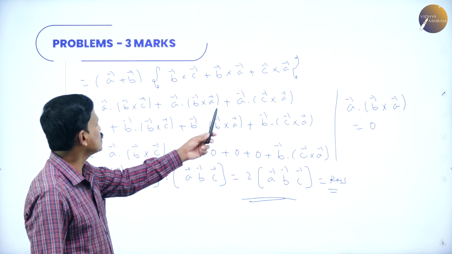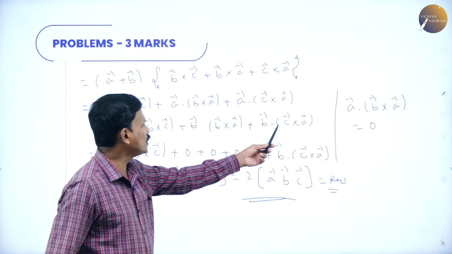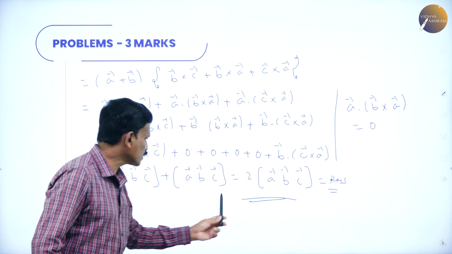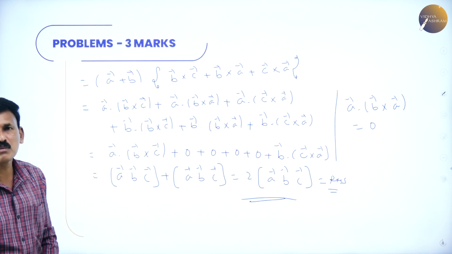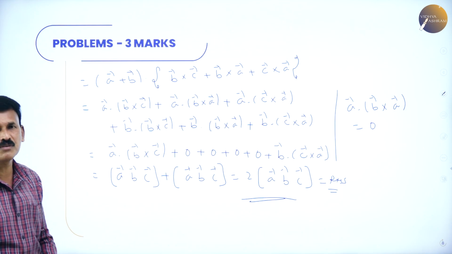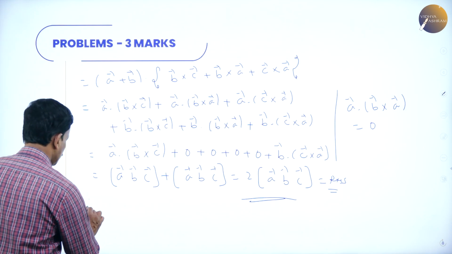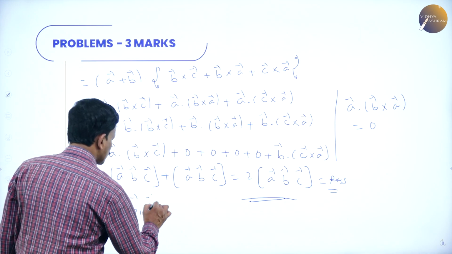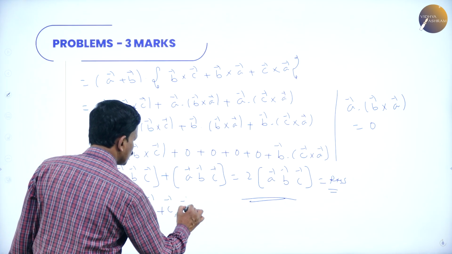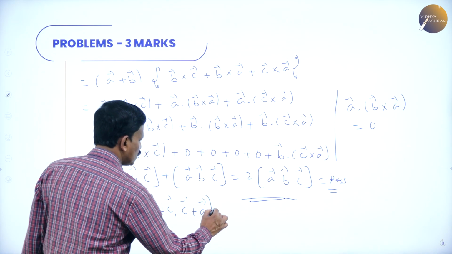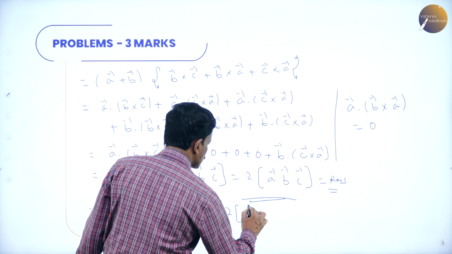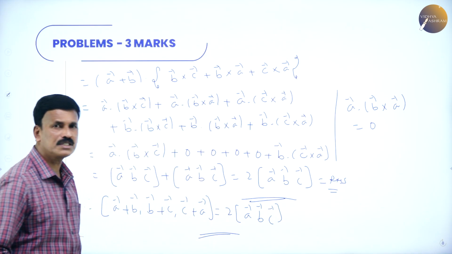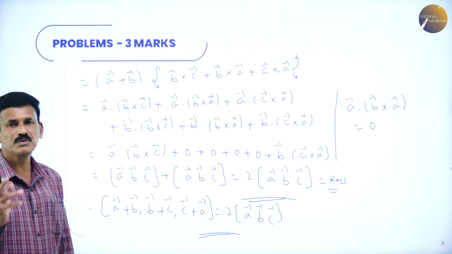So this is 0 plus 0, 0 plus 0, and B dot C cross A, the box product of vectors A, B, C, and the box product of vector A, B, C is equal to 2 times the box product of vector A, B, C. So therefore, the box product of vector A plus B, comma, vector B plus C, comma, vector C plus A is always equal to 2 times the box product of vector A, B, C. That is the scalar triple product. Okay, hope you followed this.